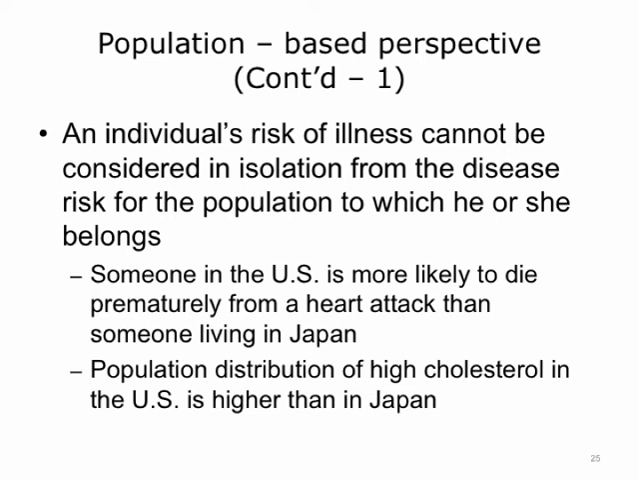A third important point for understanding population-based prevention is that an individual's risk of illness cannot be considered separate from the disease risk for the population in which he or she belongs. For example, someone in the United States is more likely to die prematurely from a heart attack than someone living in Japan, because the population distribution of high cholesterol in the United States as a whole is higher than the distribution in Japan. It is not surprising then to learn that when people from Japan move to the United States, they actually begin to adopt the risk profile of the people living in the United States. A people's health or disease risk is in part determined by where they live.